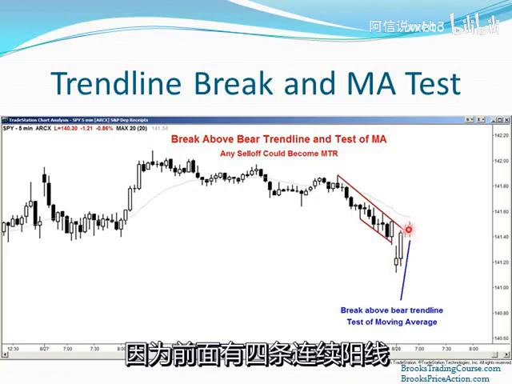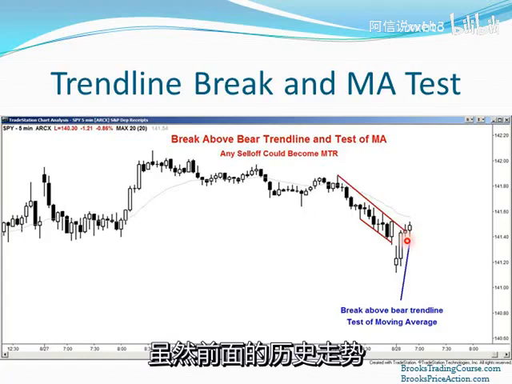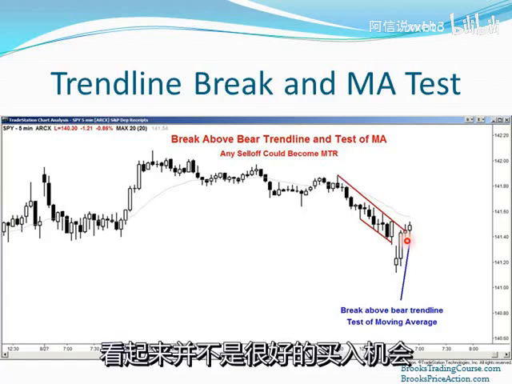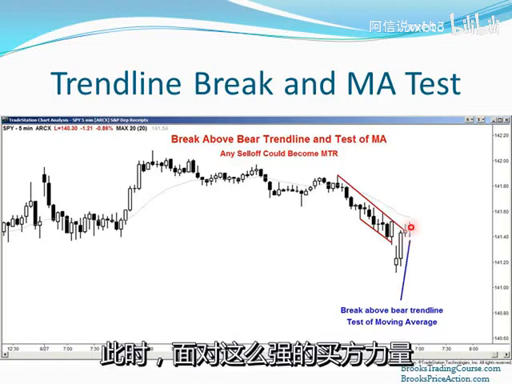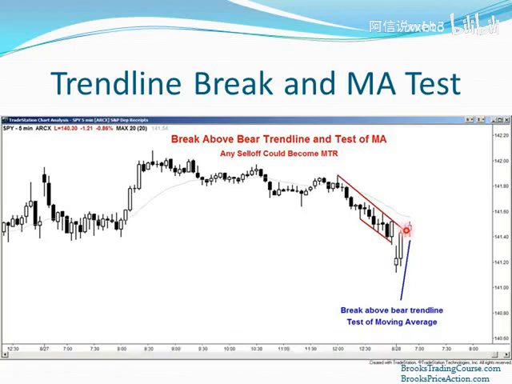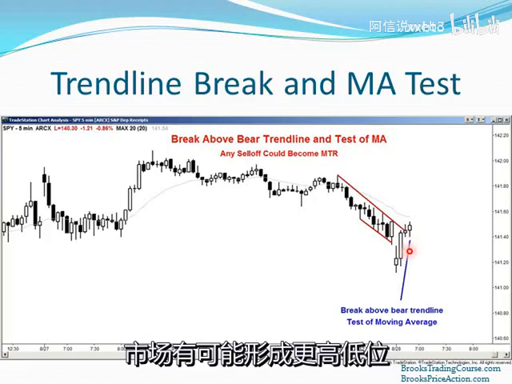With 4 consecutive bars up, I think this could be a trend from the open bull, even though the context is not quite right for a strong buy. I'd like to see what a test down looks like. At this point, with this much buying pressure, I think the odds are there'll be buyers below and the market might form a higher low.